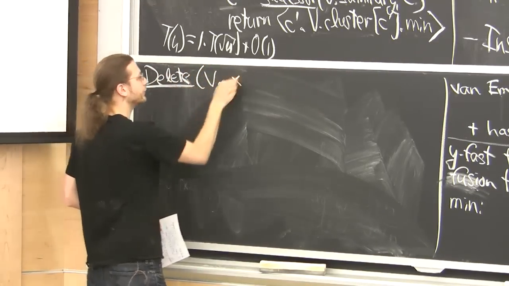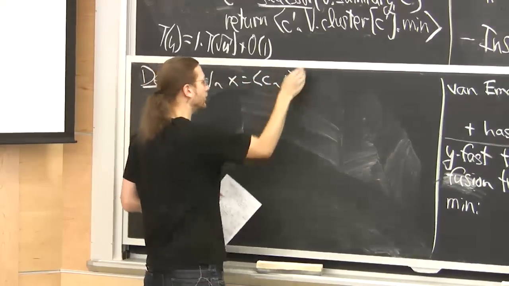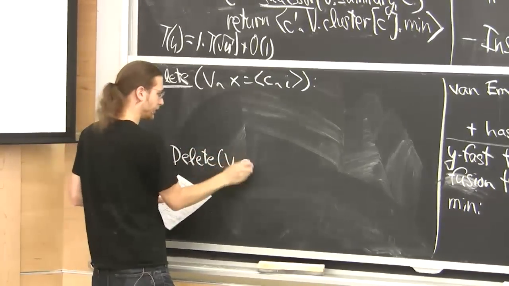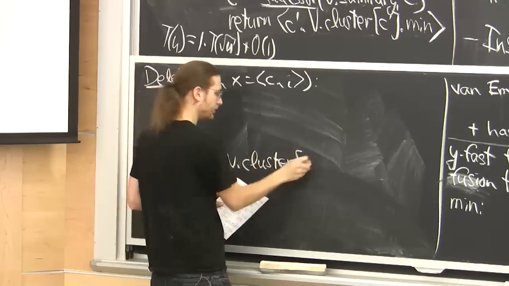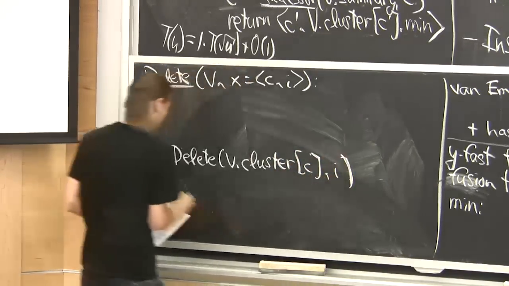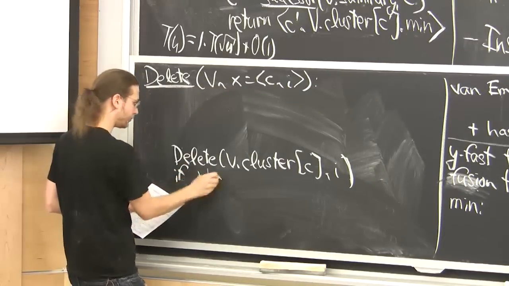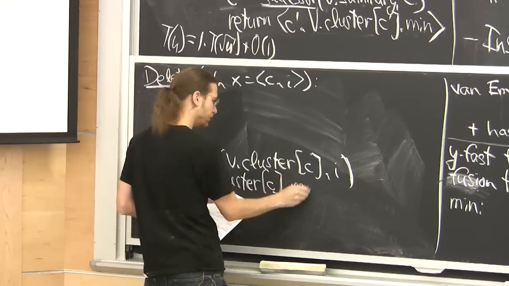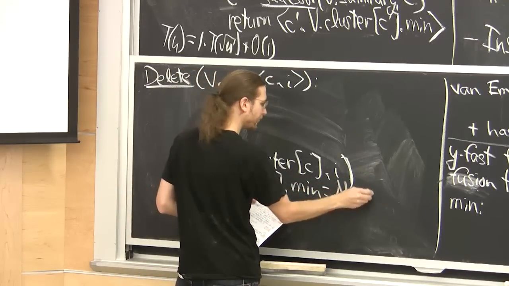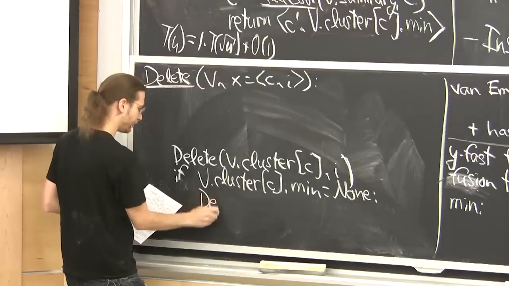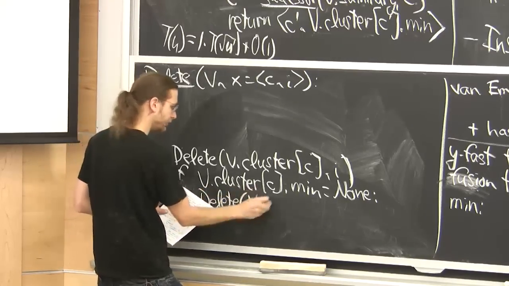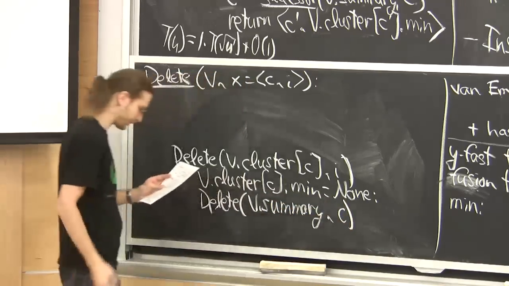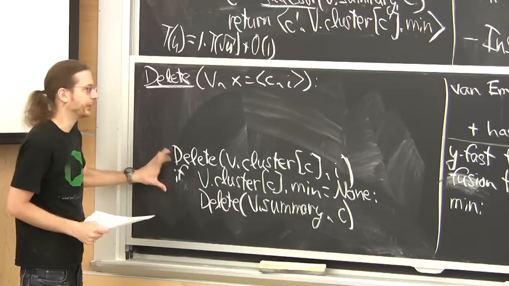So if we want to delete, then basically we delete in cluster C, index I, and then if the cluster has become empty as a result of that, then we have to delete cluster C from the summary structure so that our predecessor and successor queries actually still work. Okay, so that's the bulk of the code. I mean, that's where the action happens.